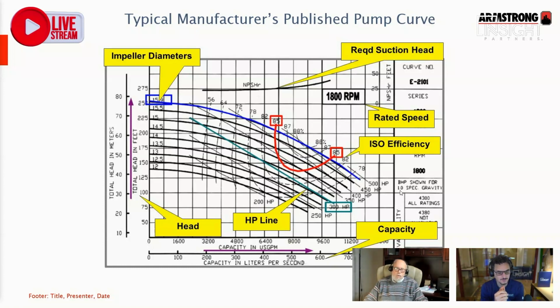So what is meant by water to wire? No, wire to water efficiency is what we're looking at, which is all about motor horsepower and how efficiently we're using the motor horsepower.